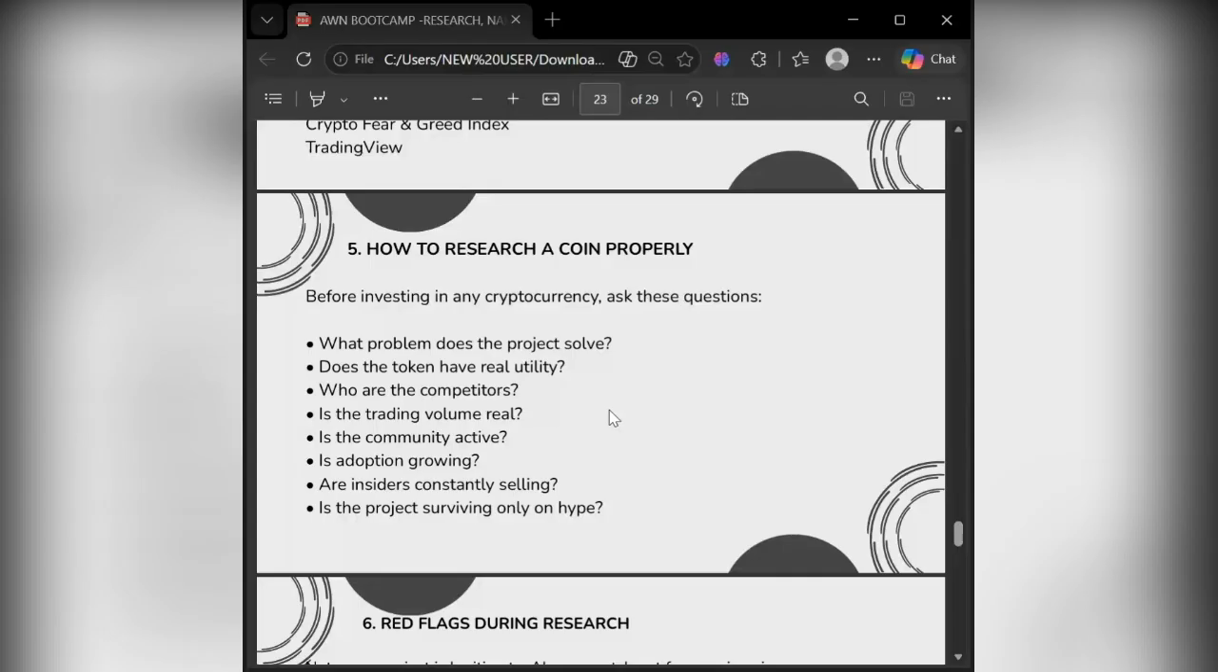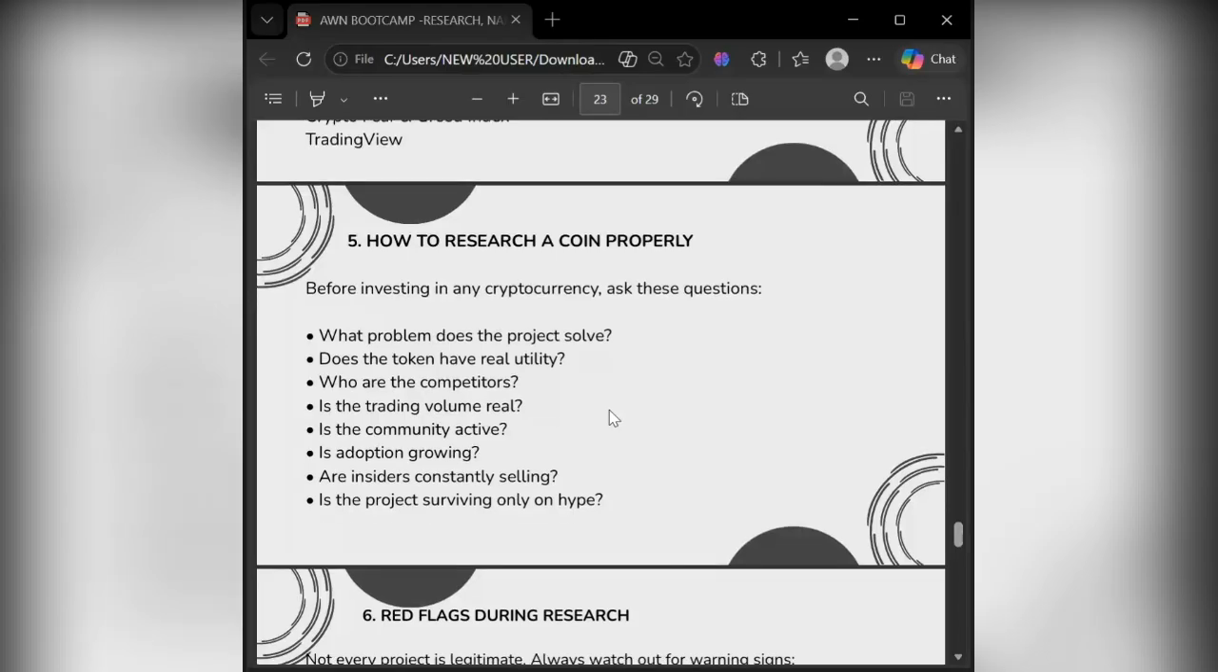So I basically summarized this from what you did in your research, for it to be easy for you, something I can just list out and take gradually one by one. What problem does it solve? What's the utility of this token? Who are the competitors? Is the trading volume real? Is the community active? These are points you should take time to go over when you're looking at going into a particular project.